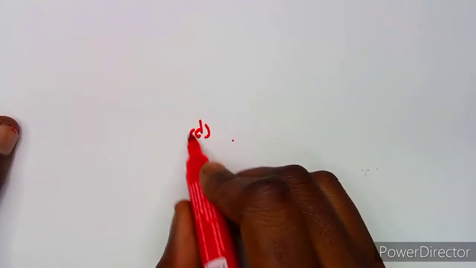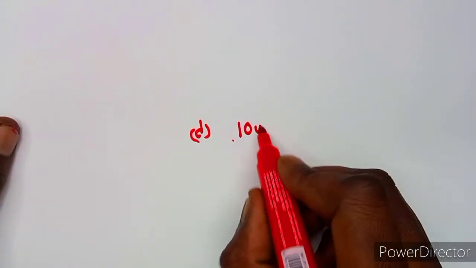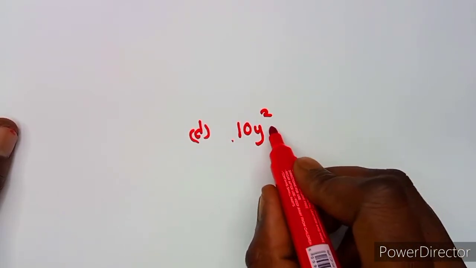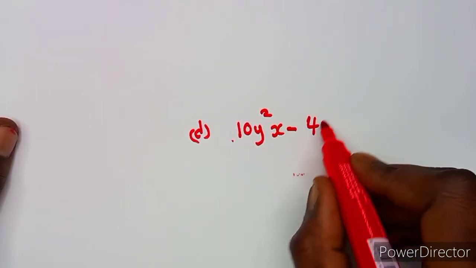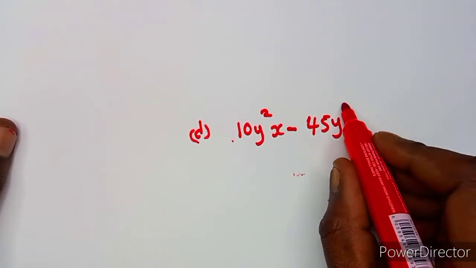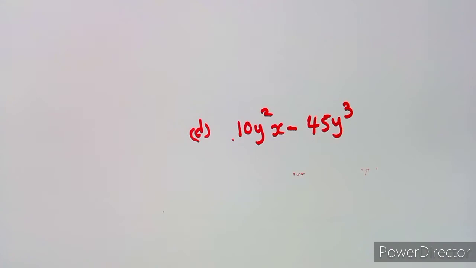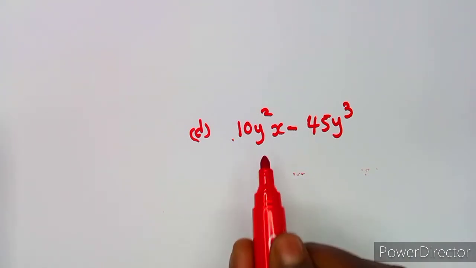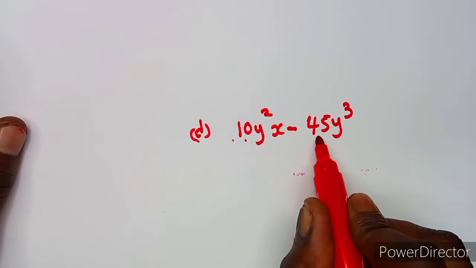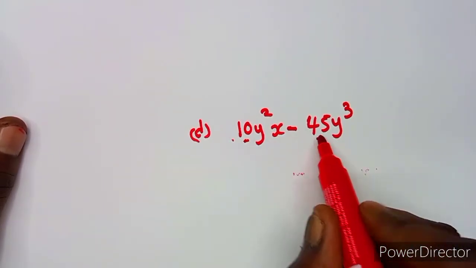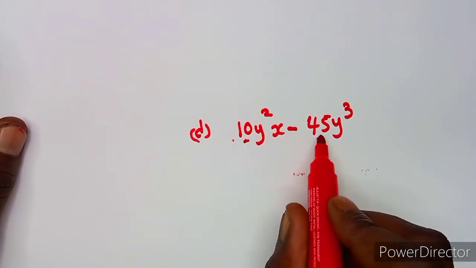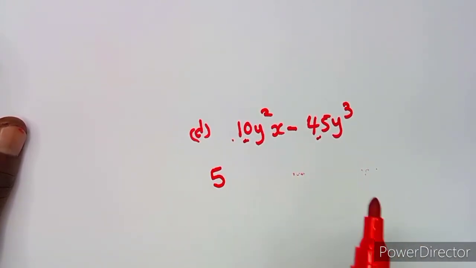All right, so there are so many questions, guys. Let me just pick something which is a little bit different. Okay, this one on D, which is 10y squared x minus 45y to the exponent of 3. So we are going to find the highest common factor for the two terms, because we've got two terms. What is common here? Let's start with the numbers. We've got 10 and 45. So 10 and 45, you see that 5 is common. 5 is a factor here. So you can factor out 5.